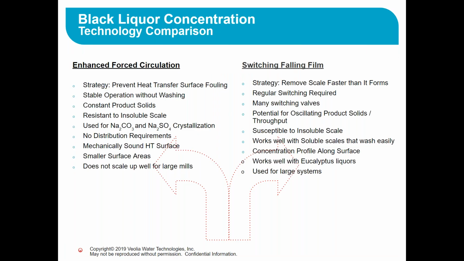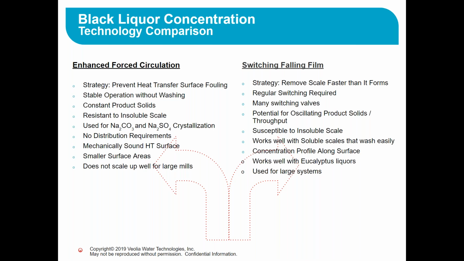So it's one of the bigger steam users in the mill, so we need to be very efficient in how we integrate it. There's a couple different technologies we use for black liquor concentration. We have an enhanced force circulation, and we use switching falling film. Normally the enhanced force circulation we use in North America, partially because it's catered more to smaller mills and a few other things. Some of it's very stable without washing. It's very resistant to insoluble scales.